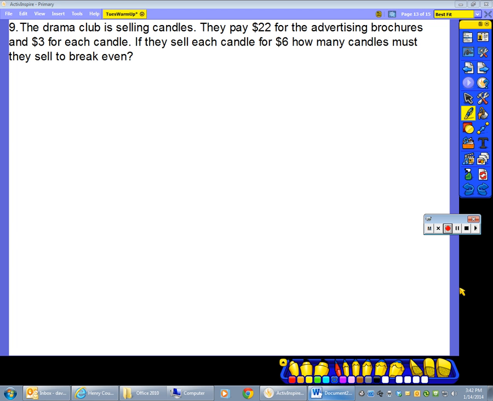It says, the drama club is selling candles. They paid $22 for the advertising brochures and $3 for each candle. If they sell each candle for $6, how many candles must they sell to break even?